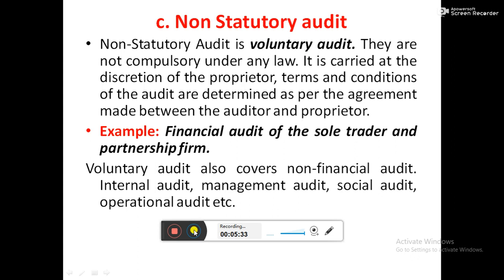So in simple terms, we can say non-statutory audit is the audit, which is also known as voluntary audit. So voluntary audit is not compulsory under any of the law in India. It is carried at the request or at the discretionary powers of the proprietor of that business organization. All the terms and conditions of this kind of audit is laid down in the agreement made between the proprietor and the auditor. Example of this type of audit is financial audit of the sole trader and partnership firms. This voluntary audit also covers non-financial audit, internal audit, management audit, social audit, and also it covers operational audit.